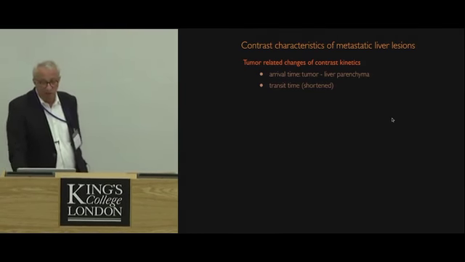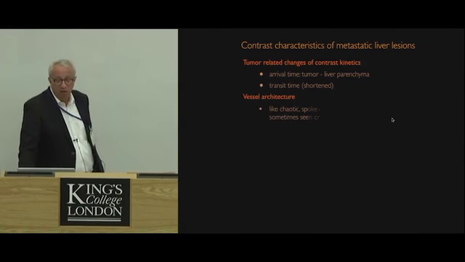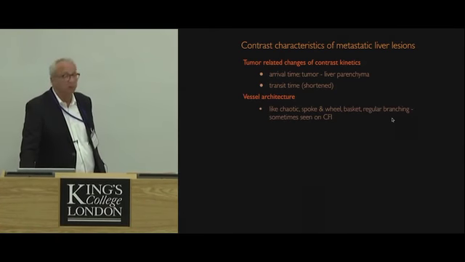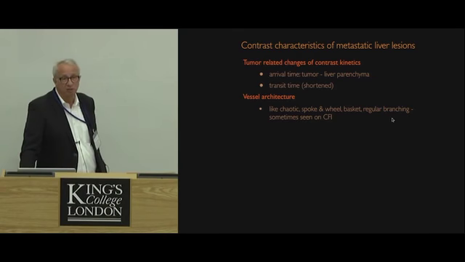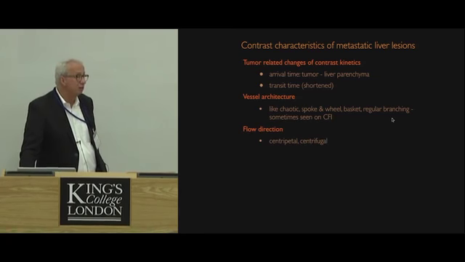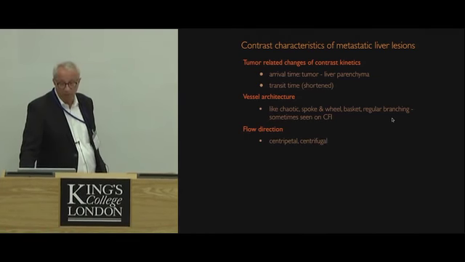The vessel architecture may be chaotic. It may show a spoked wheel sign, a basket sign, or regular branching. Sometimes you can see that in color Doppler, but mostly, of course, CEUS is much superior to these common techniques that we use to image the macrovasculature of a tumor. The flow direction may be interesting, and you already heard that. Centripetal or centrifugal enhancement is important, and we will have a look at that later.